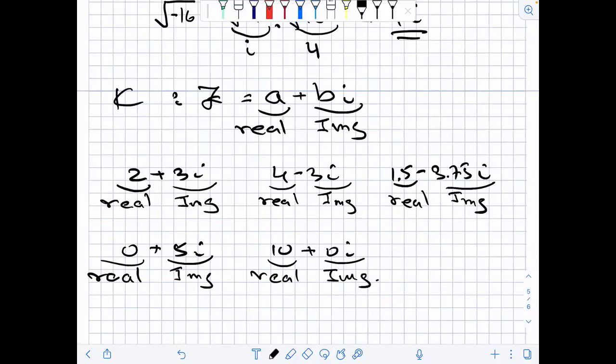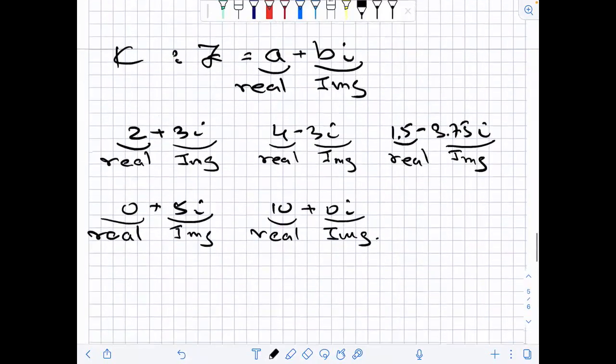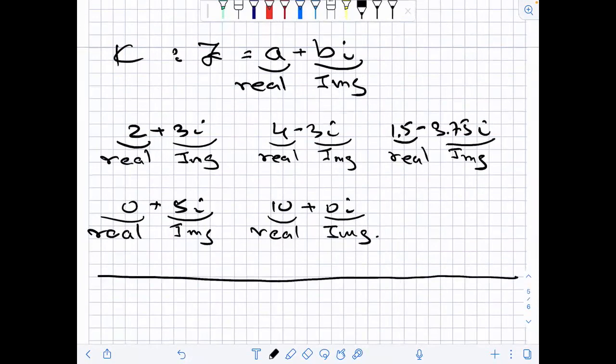Therefore, we can see that every number that's a real number, the ordinary numbers that we always use, they're also complex numbers. But every complex number is not necessarily a real number because we are adding all the square roots of negative numbers.